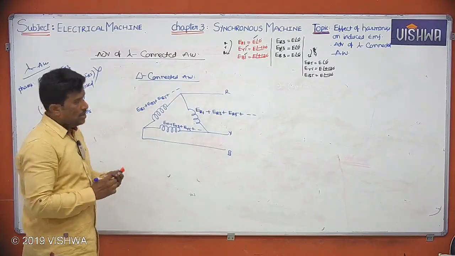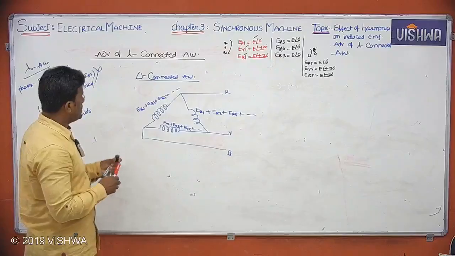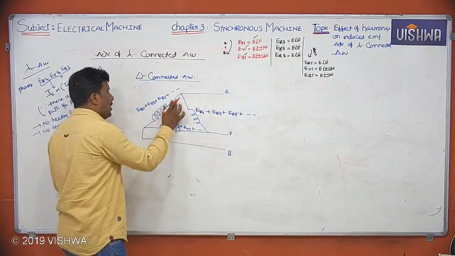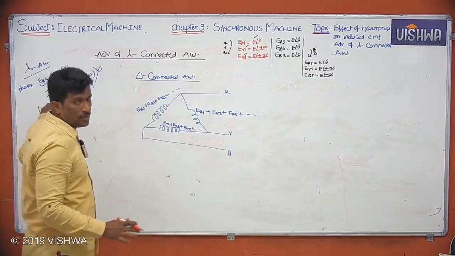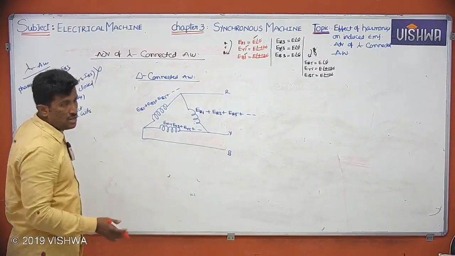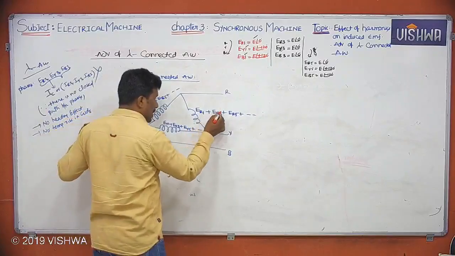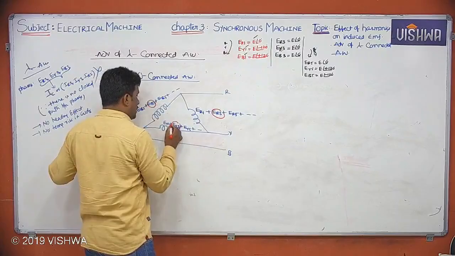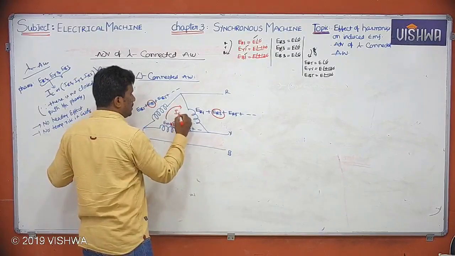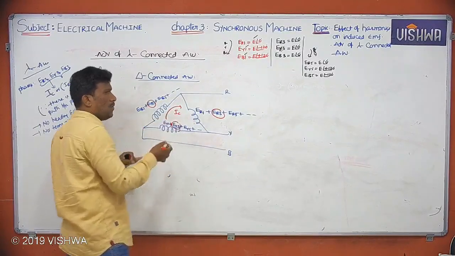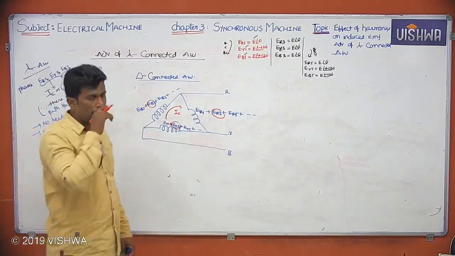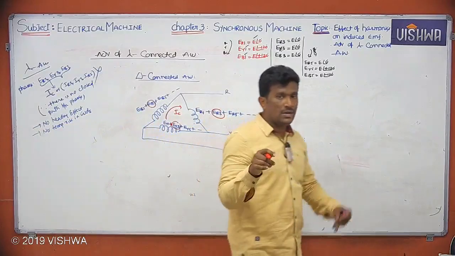Yes or no? Now tell me. In the previous case, because of this ER3, EY3, EB3, I don't have any circulating currents here. Why? There is no closed path between phases. But here, because of this ER3, EY3, EB3, you will have circulating currents. Circulating currents will come into the picture, or I can say IR3, IY3, IB3 will come into the picture here. That's important. Because of that, delta is generally not preferred.